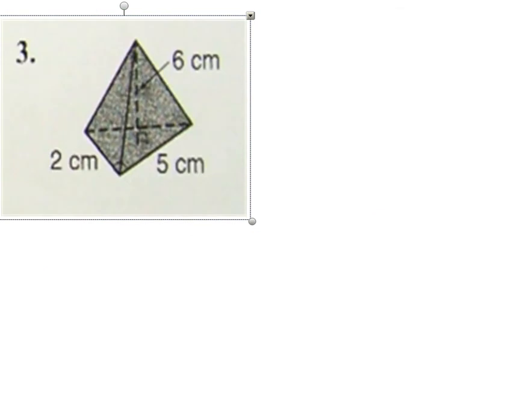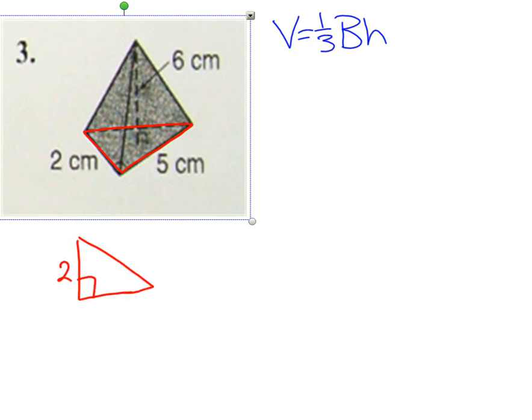All right, number 3. This is where some people start making mistakes. This is a pyramid. What kind of pyramid? It's a triangular pyramid. So our base is this triangle, and we draw it separately. We need to find the area of that.